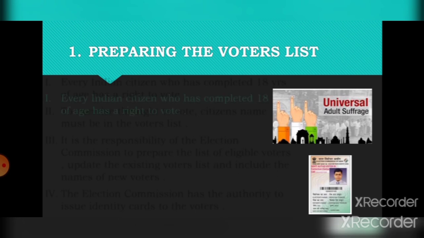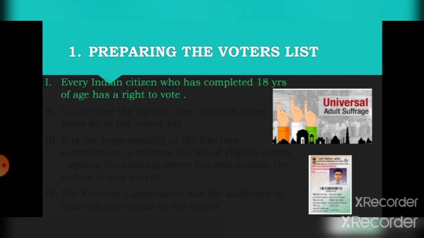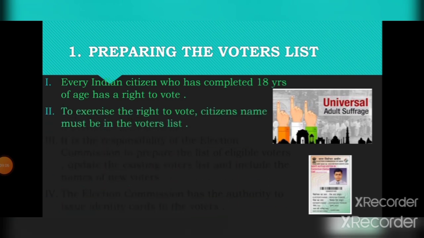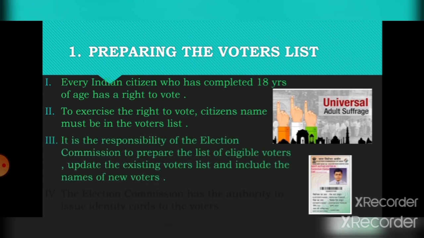Preparing the voters list. Every Indian citizen who has completed 18 years of age has the right to vote. This is called adult suffrage. To exercise the right to vote, a citizen's name must be in the voters list. Now, if you are 18 years old, one needs to go and register himself or herself with the election commission, so he will get the voter ID to vote.